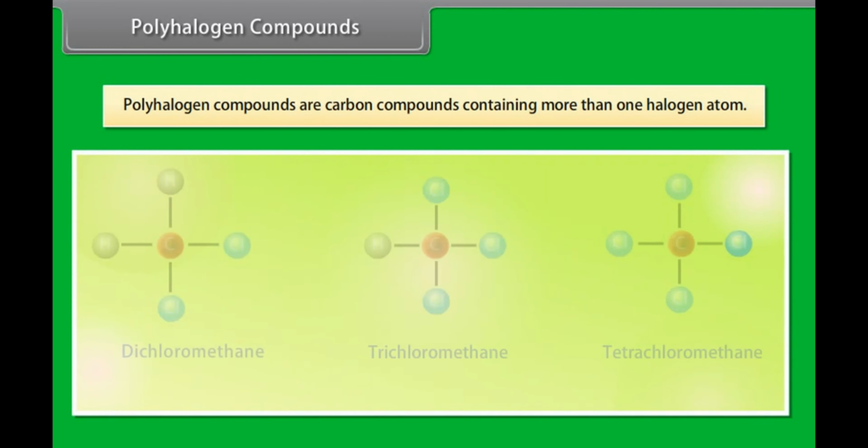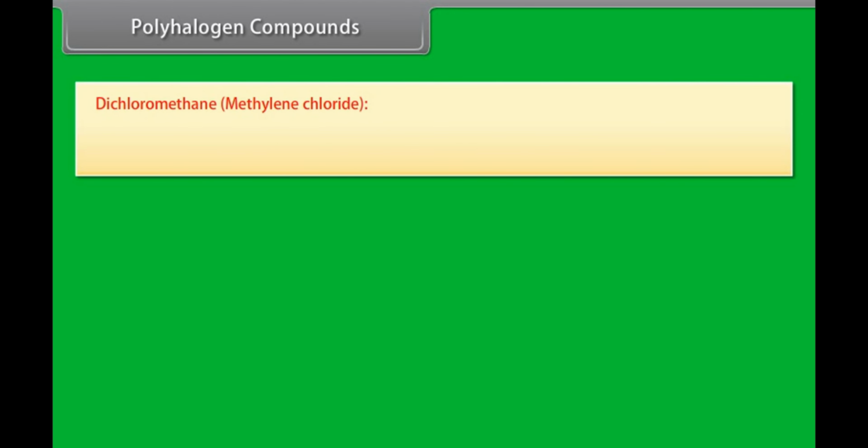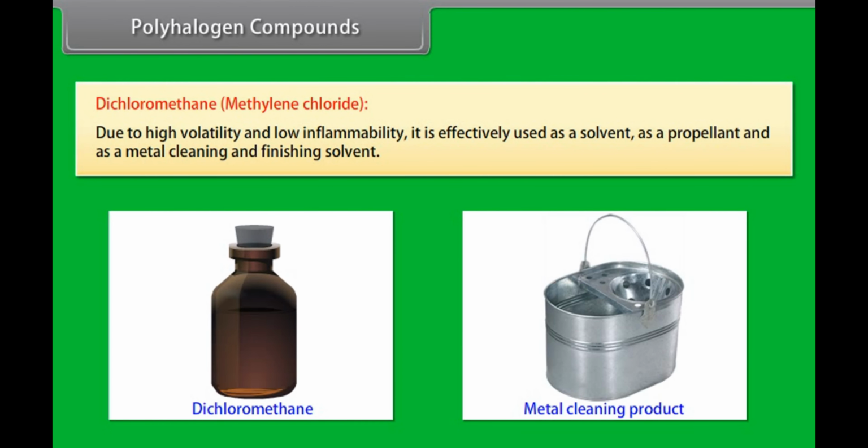Polyhalogen compounds. Polyhalogen compounds are carbon compounds containing more than one halogen atom. Dichloromethane or methylene chloride. Due to high volatility and low inflammability, it is effectively used as a solvent, as a propellant, and as a metal cleaning and finishing solvent.